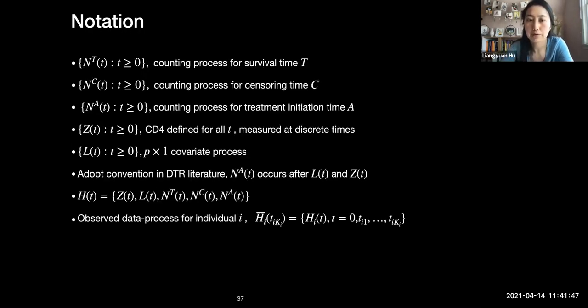Okay, so again, we have three time-to-events and a tailoring variable. The tailoring variable is CD4, meaning that the treatment decision is made upon observing CD4 count. And then we have a p-dimensional covariate process. Adopting a convention in the DTR literature, we assume that treatment is always made after observing the covariate and tailoring variable value. Putting everything together, for each person, we have an observed data process. Note that each person could have different discrete time sets.